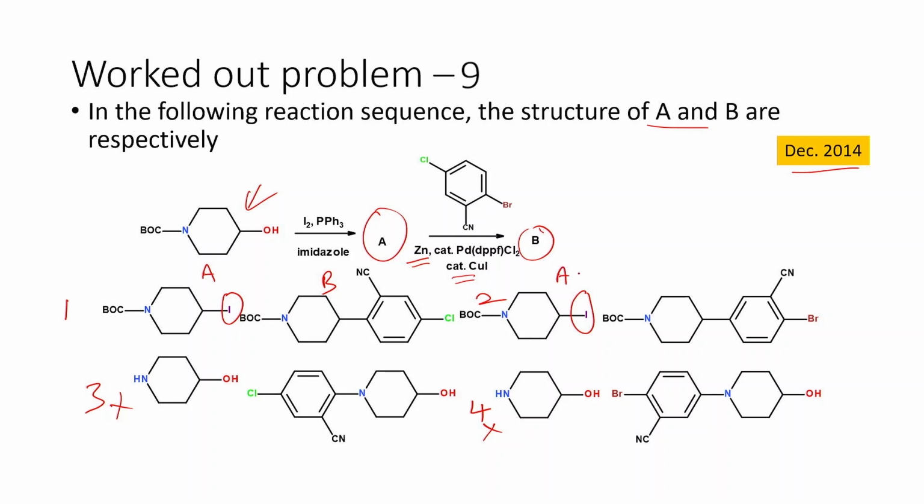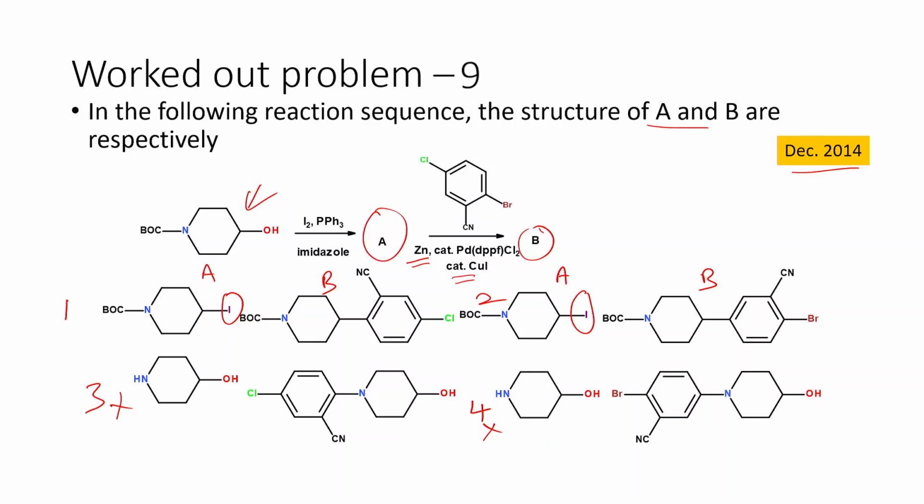The reason is that the iodination reaction generally replaces a hydroxyl group with an iodine atom. That is a very simple iodination reaction. So in 3 and 4, the intermediate has only the hydroxyl group. So these two are not the options, we can completely rule them out.